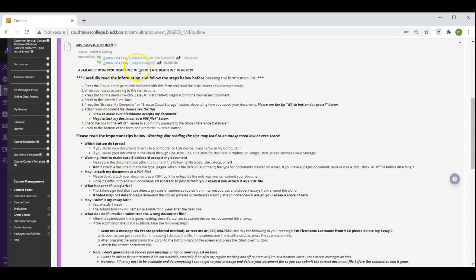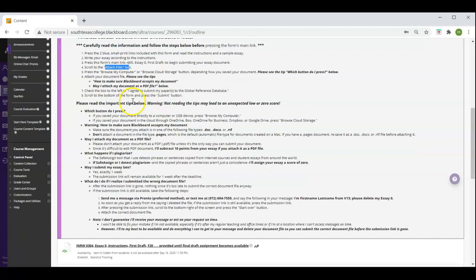All right, it tells you here to press the links, right? To read the instructions and read the sample. It tells you that these right here are little links, additional links of our attached files. This is the main link though. It says the main link is where you will begin to submit your document once you've typed it out on Word. You'll scroll to the attached files, etc. So these are the instructions for how to submit it. And then here are some other things, right?